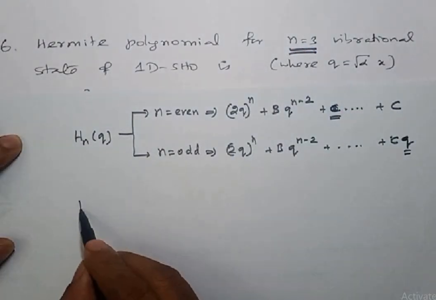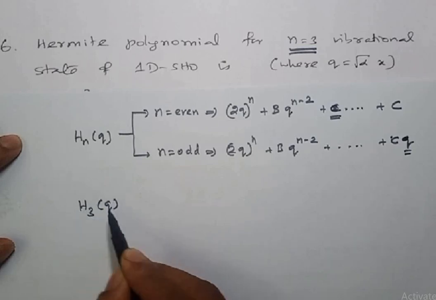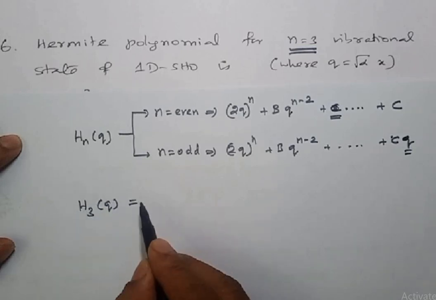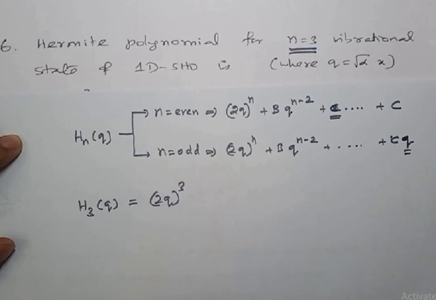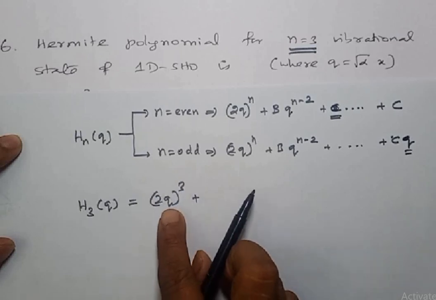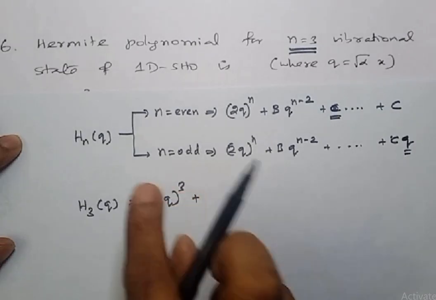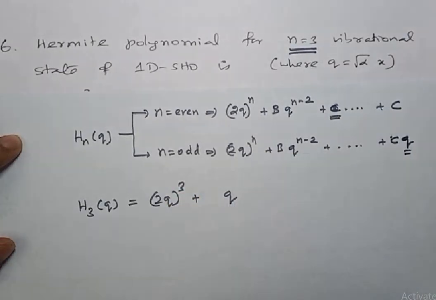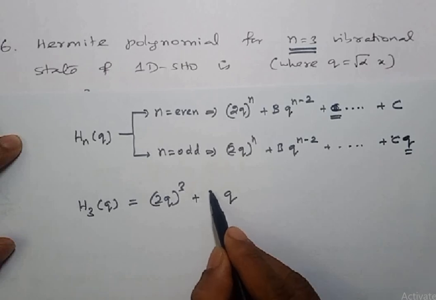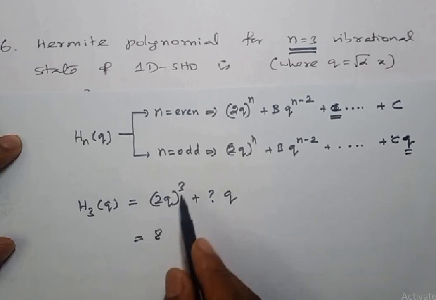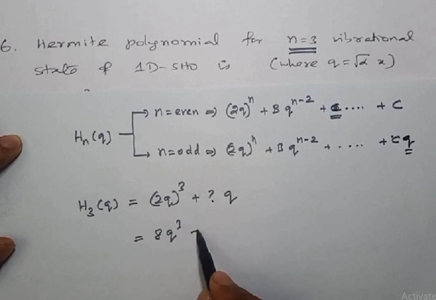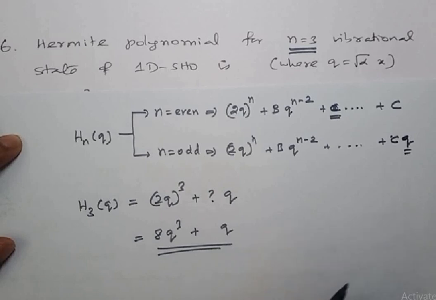If n is 3, then what will we get for the Hermite polynomial H3 of q? The first term is 2q power 3, correct? And the second term, q power 3 minus 2, will give q, so we get some value into q. 2 power 3 is 8, so 8q cube plus some q term. There should not be any constant. There should not be any square term. Are you able to follow?